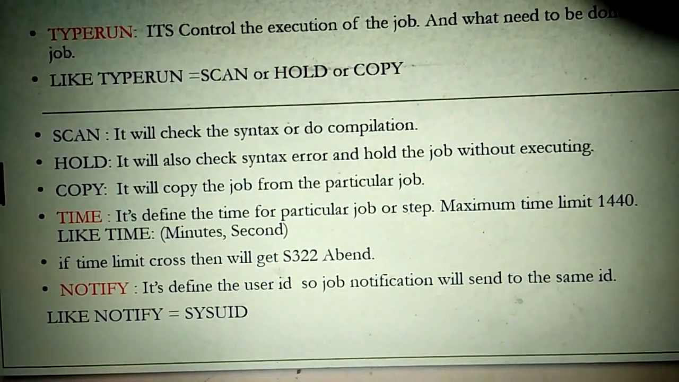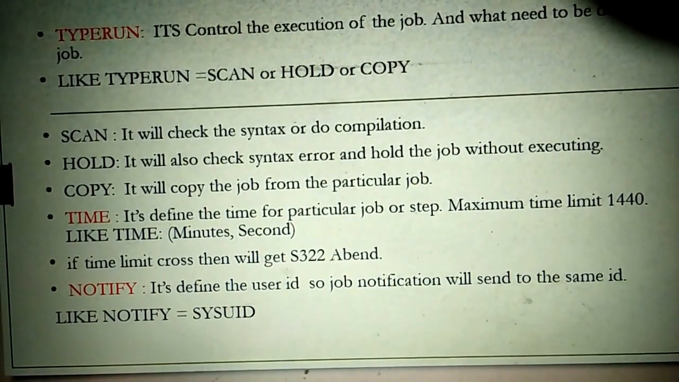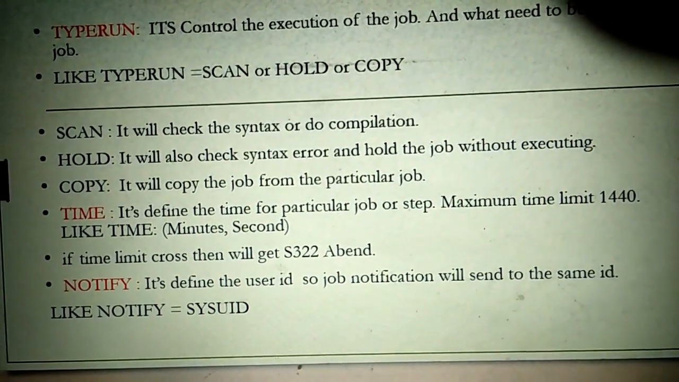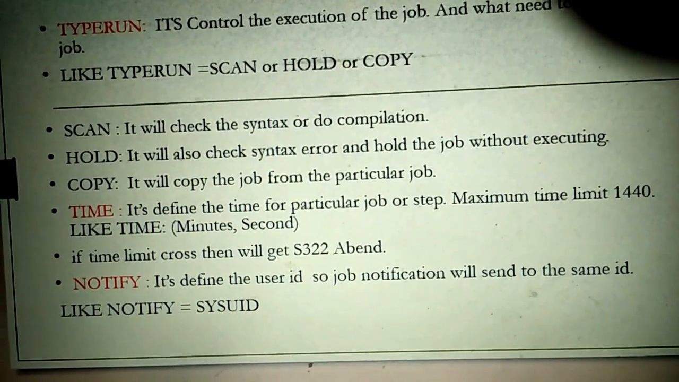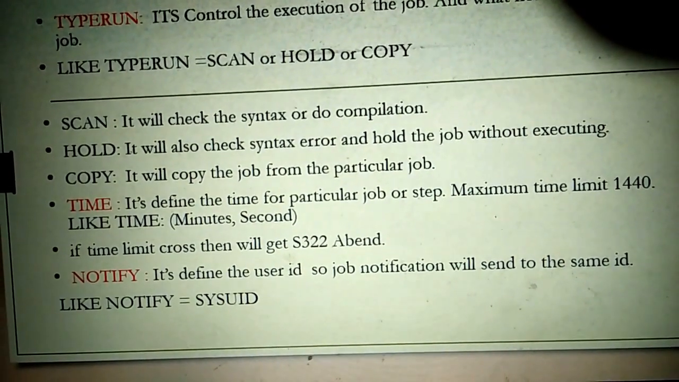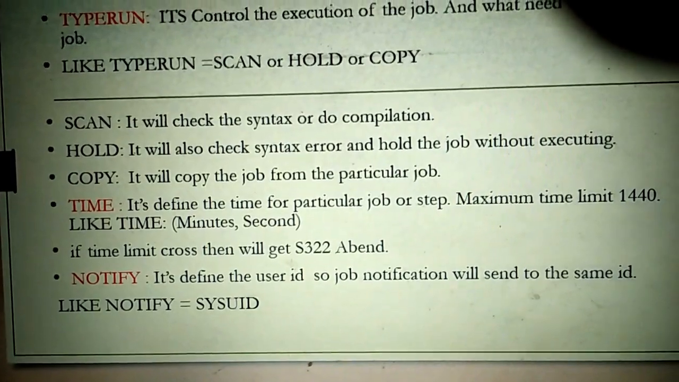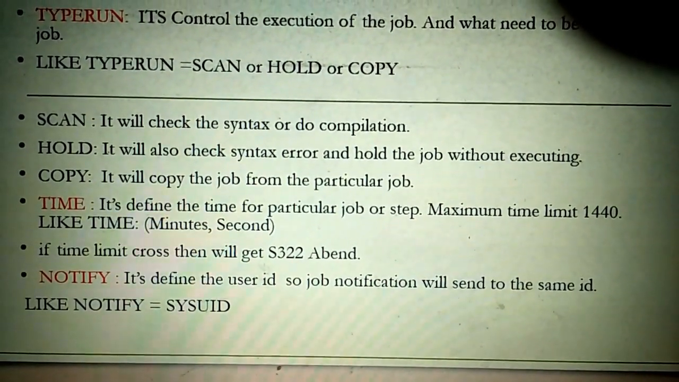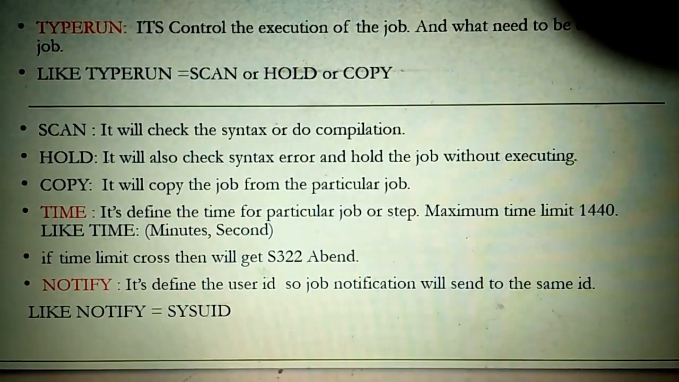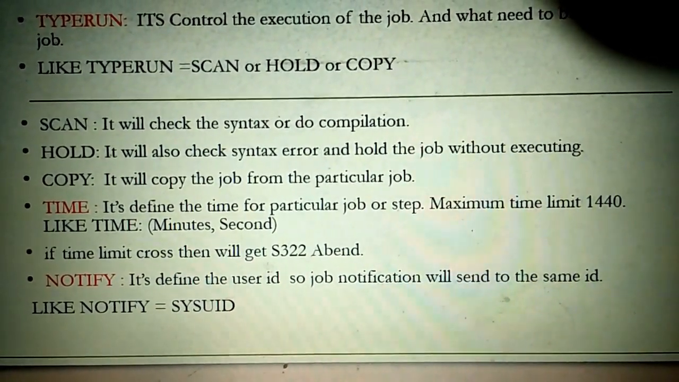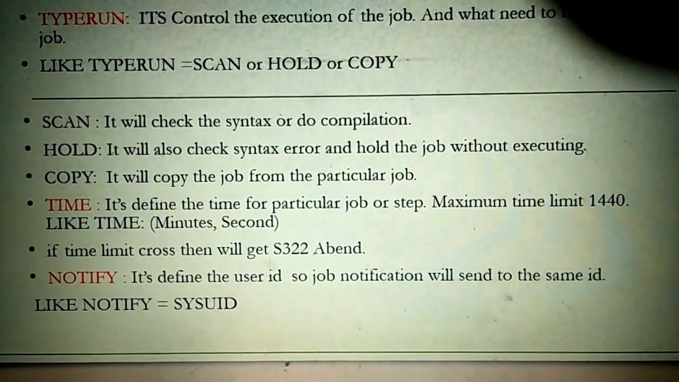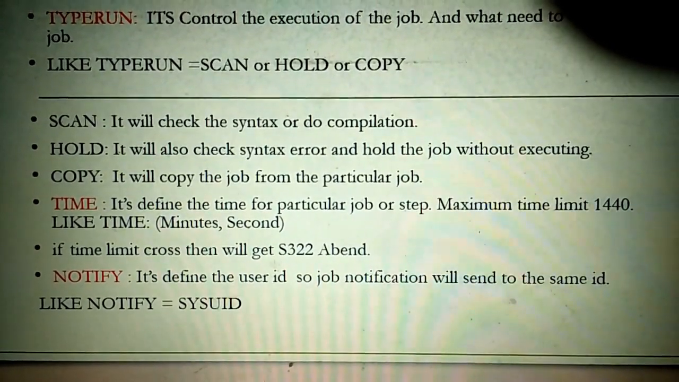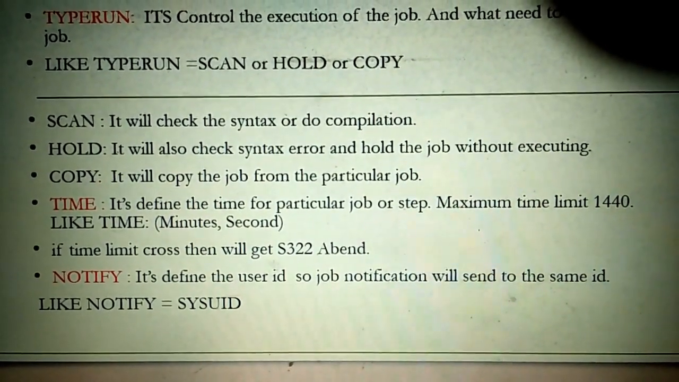Then the time parameter defines the time for the particular job or step. Maximum is 1440, given in minutes and seconds format. If the time limit is crossed we will get an S322 abend. Time parameter means every job has some period for its execution. If it takes more than that, for example they have 10 hours and are taking 12 hours, then we will get an S322 abend, because it does not have that much time for the execution.